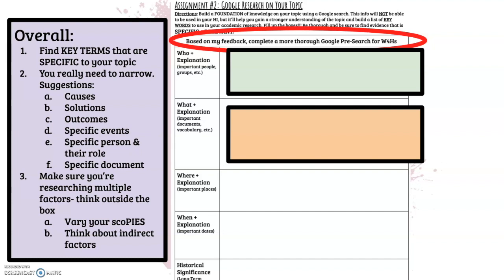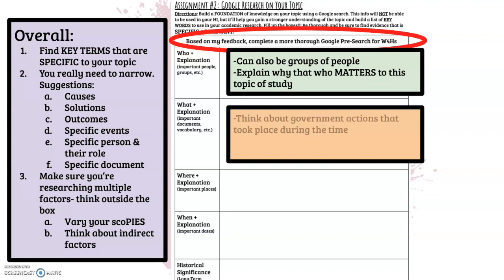Now, individually, I noticed for the who, you were just including major people. These can also be groups of people, and not specific names of people, but maybe certain minorities, certain businesses. And you also need to start writing, why does this person or group of people matter to this event? For the whats, I would suggest also looking at government actions, famous speeches, specific terminology.